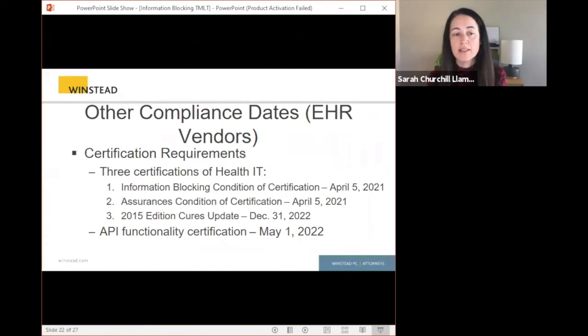Other compliance dates, these are the certification requirements for EHR vendors that you'll see. So we have a couple of April 5th, same as everybody else, and then December 31st for the 2015 Edition Cures update, and then the API functionality certification is May 1st of 2022.